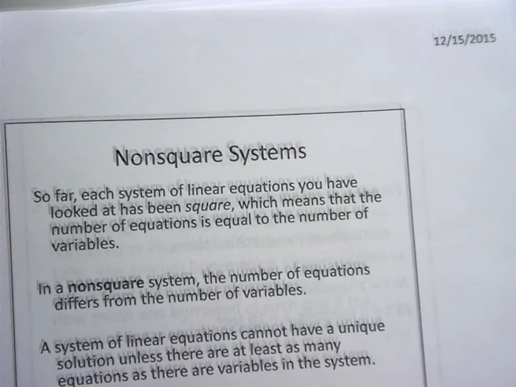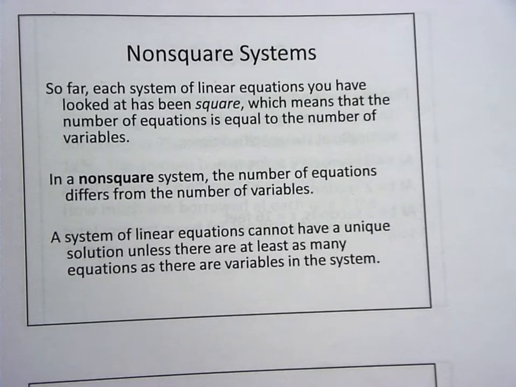Okay. Next up, the non-square systems. That was the square systems. We got the non-square systems. In other words, you do not have the same number of equations as you do number of variables. In reality, these problems are easier.